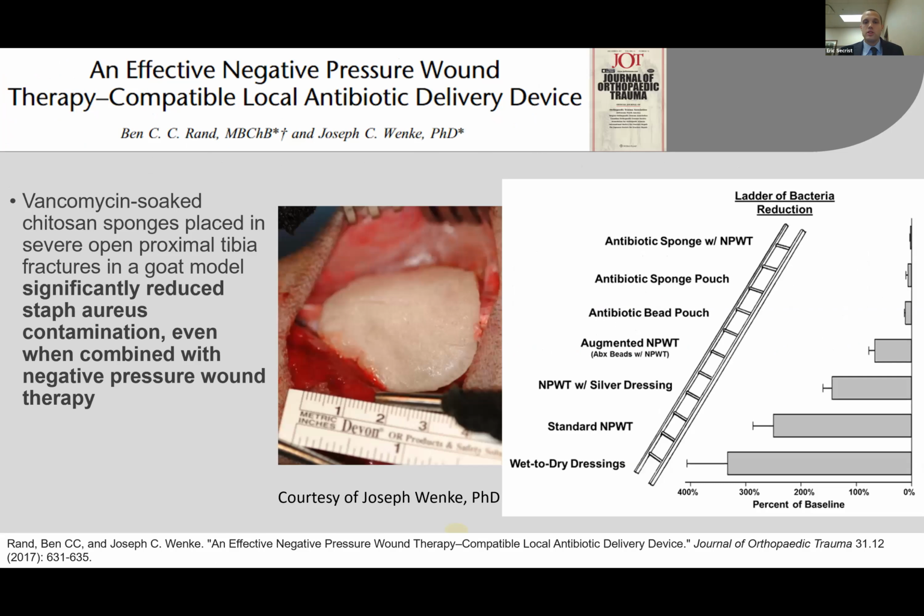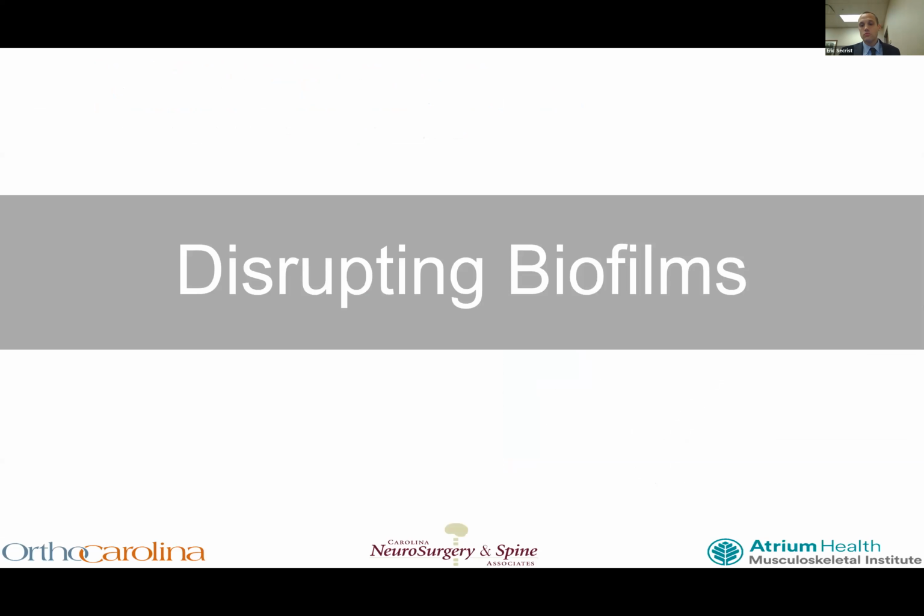Another option would be with antibiotic sponges, and in this study they used chitosan, very similar to the implant surfaces referenced earlier, in a goat model of severe proximal tibia open fractures, and were able to show a decrease in bacteria at the site of that open fracture, even when negative pressure wound therapy was utilized with a wound vac.